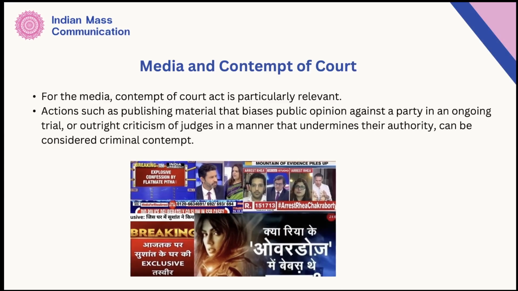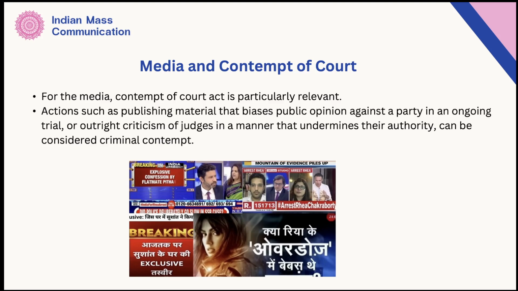When we talk about media and contempt of court, the Contempt of Court Act becomes very relevant, because when we talk about media, we talk about things such as media trials. In many cases, media has been irresponsible with certain media trials. The recent example being the Sushant Singh Rajput case, in which news coverages were interfering with the court's judgment, or trying to create some kind of bias among the public opinion. Actions such as publishing material that biases the public opinion against a party in an ongoing trial make the contempt of court very relevant.